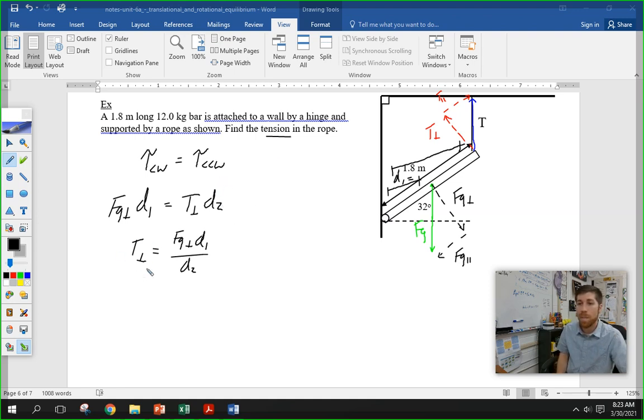But if I can find a component of the tension, then I can use my trig functions to find the overall tension itself, in theory. So thinking about Fg perpendicular, if you're still struggling with finding different components of your triangles, we are given that Fg is equal to 12 kilograms times 10, so that would be 120 newtons, mass times gravity.